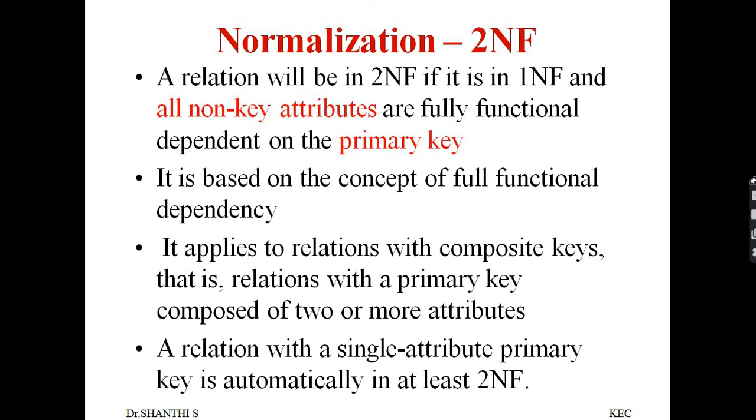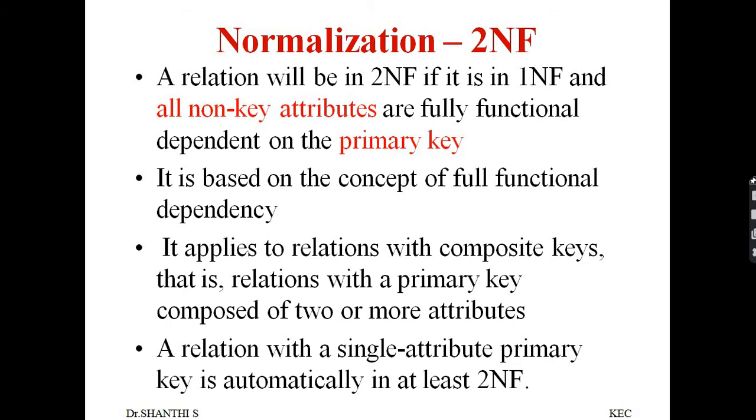Then what is second normal form? A relation will be in second normal form if it is in first normal form and all non-key attributes are fully functionally dependent on the primary key. So by using the primary key, it is possible to identify the entire tuple. The second normal form is based on the concept of full functional dependency.